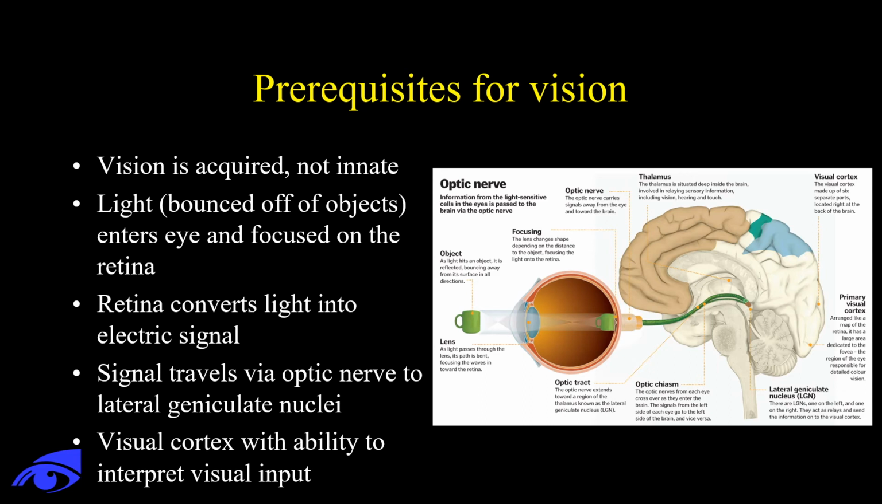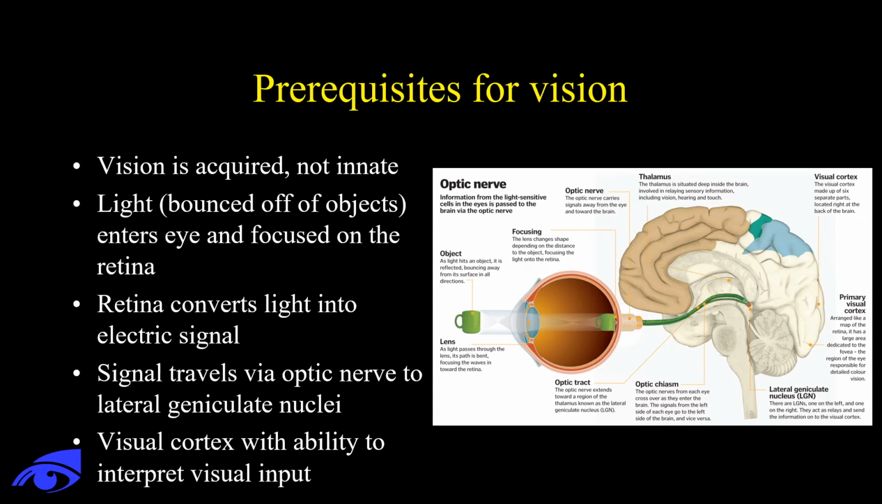So what are the prerequisites for vision? It is important to remember that vision is acquired, not innate. And a useful analogy is to think about language. Most babies are not born able to speak or understand speech, but over time, with adequate hearing, they acquire the ability to speak and understand speech.